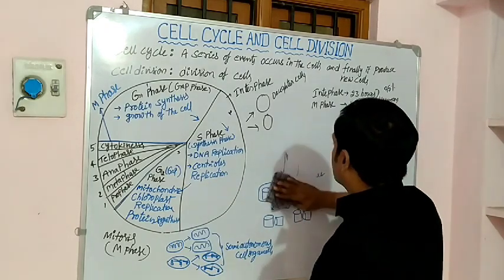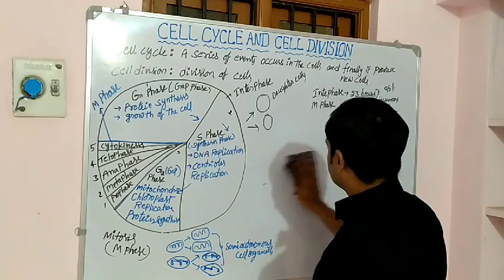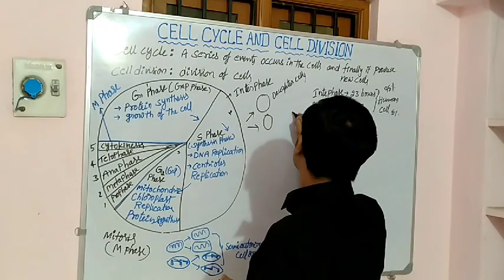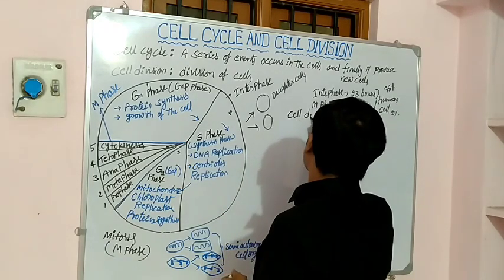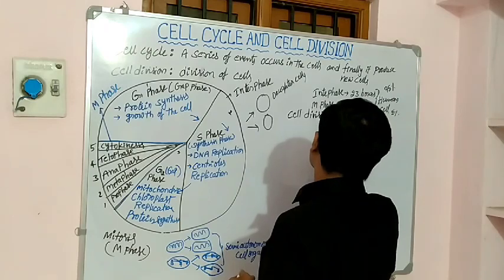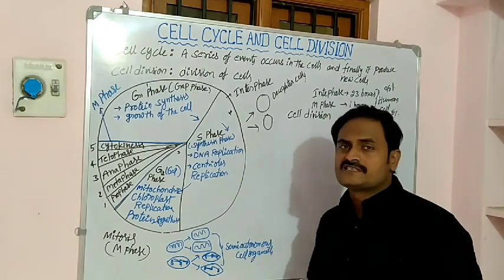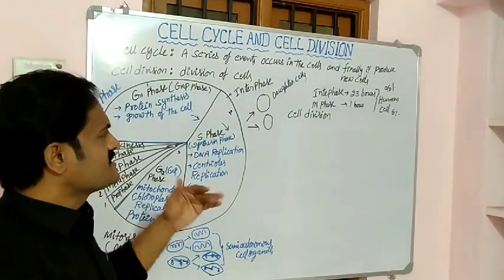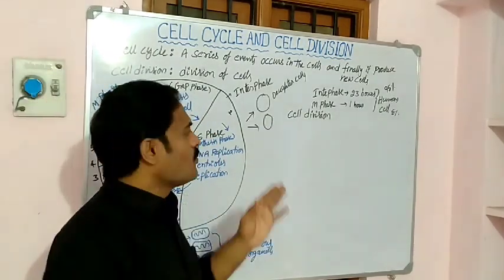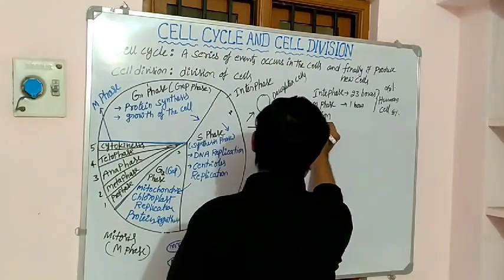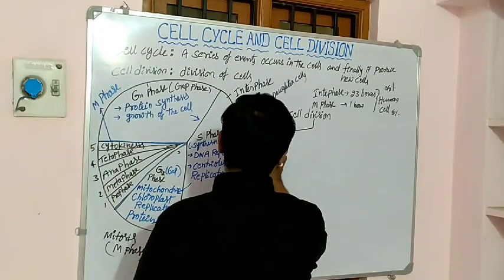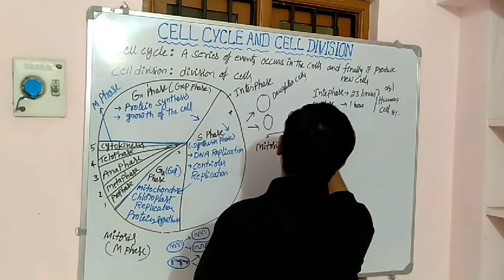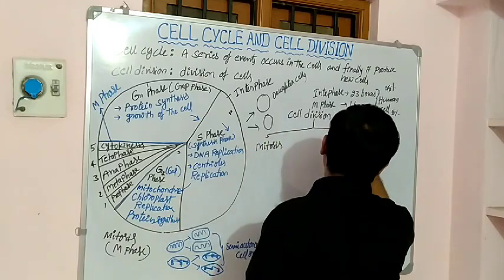So this is about the cell cycle. Now coming to cell division. See, cell division consists of majorly 2 types, not phases, 2 types. What are they? One is called mitosis, and the second one is called meiosis.